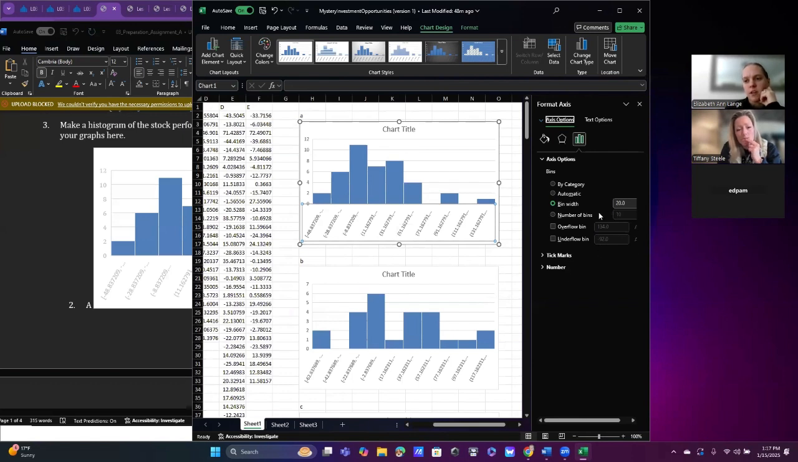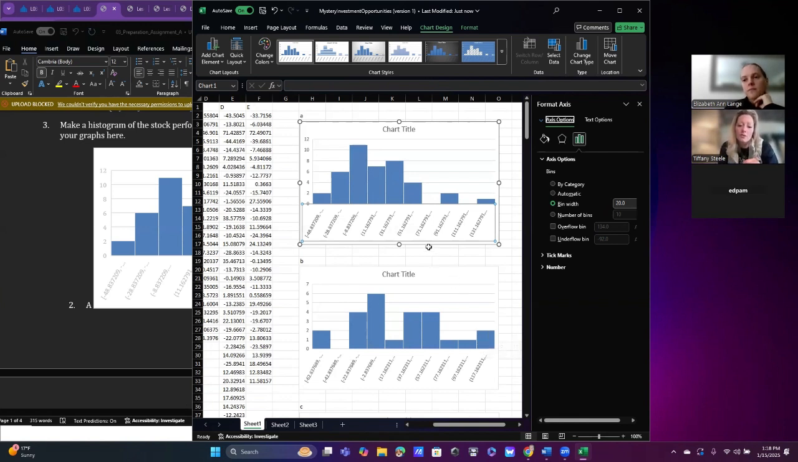I just round up to the nearest whole number for bins, just because I like even numbers. I don't know if it matters, but did you put your bin width on there? Yeah, I put my bin width at 20. Okay, because mine was at 19.6 or something, so I changed it to 20. Okay, mine now looks like yours.